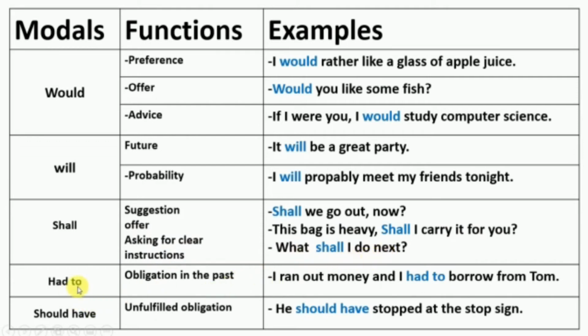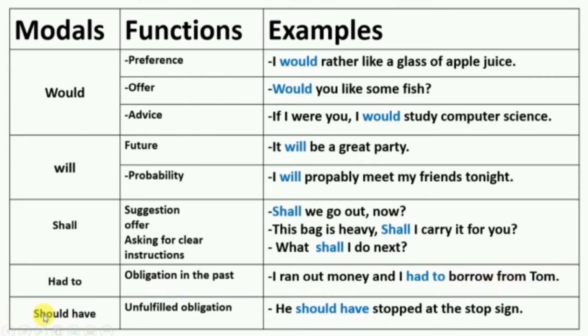Had to expresses obligation in the past. I ran out. So here I ran out of. Of is missing here. That was just a typing mistake. I ran out of money and I had to borrow from Tom. So here I was obliged. This obligation was in the past and the action was completed. I borrowed money from Tom.